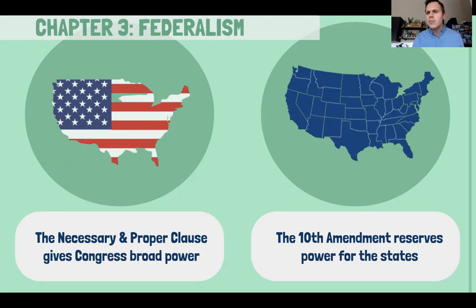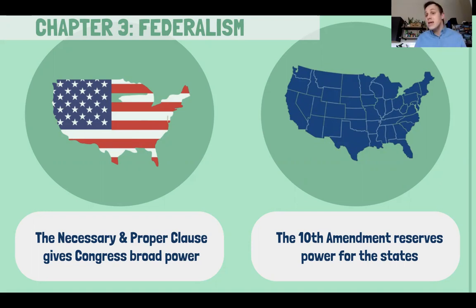And as part of the compromise with the Anti-Federalists, the Bill of Rights was passed. And the Bill of Rights included the short but sweet 10th Amendment, which basically stated that everything that's not mentioned in the Constitution directly goes as a power over to the state. It's reserved as a power for the states.